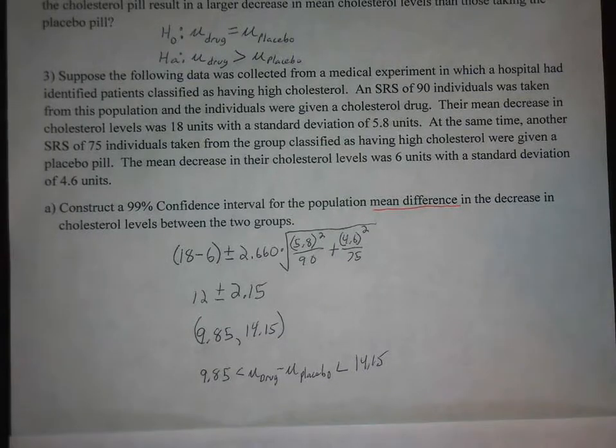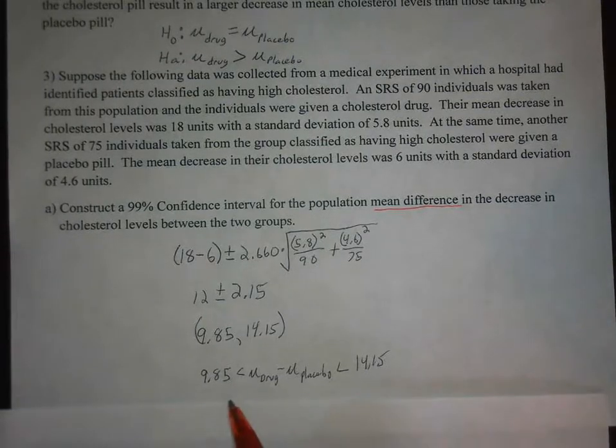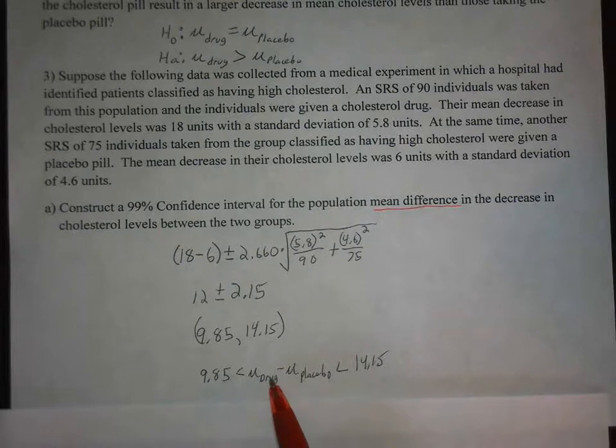Okay, and again, the significance of that answer: notice how when you do the mean of those that took the drug minus the mean of the placebo, so the drug minus placebo, you get positive answers. Which means you did a larger number minus smaller. So what this interval would lead us to is that those that took the actual drug had a larger decrease than those that took the placebo pill.